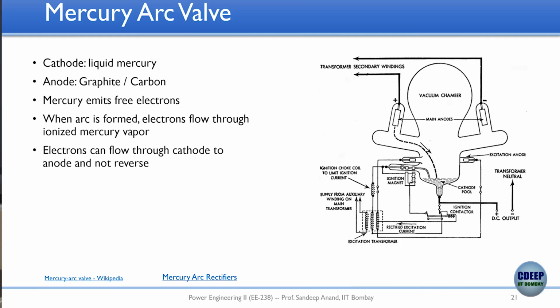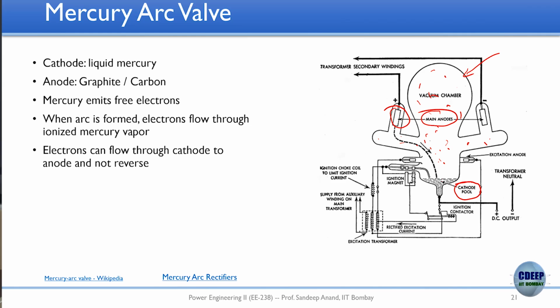So if you see, this is the structure. It looks like a bulb, made of glass. This is the cathode, a pool of liquid mercury, so there is liquid mercury which is sitting there. And then this is the anode, made of carbon, graphite carbon basically. This bulb is completely sealed. So the mercury liquid is there, but there are also mercury vapors in and around this chamber.